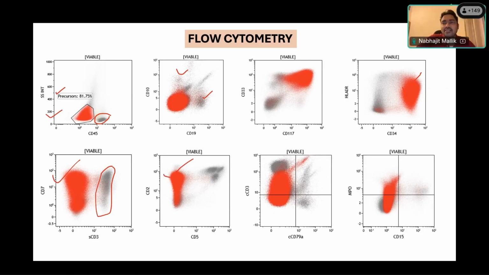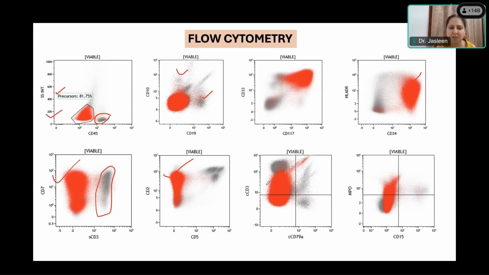So now what is your diagnosis? We don't have B lineage markers in these blasts. We have myeloid lineage markers, including MPO, and we have T lineage markers, including cytoplasmic CD3. So what is your diagnosis now? AML.